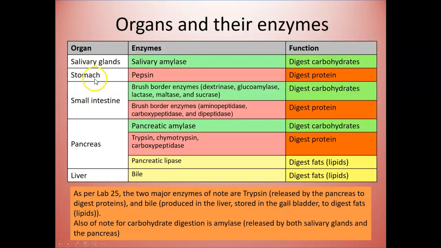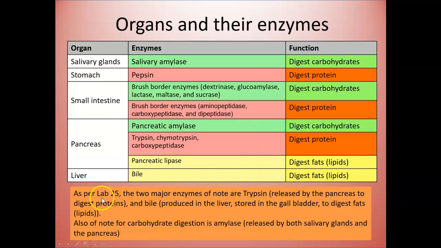All right, so just another view of what we're looking at, so you can see, well, what organ are we dealing with? Salivary gland, stomach, small intestine, pancreas, and liver. What are the enzymes produced? I tried to color code it so the carbohydrates were green, proteins were red, and then digestive lipids are this yellowy color.